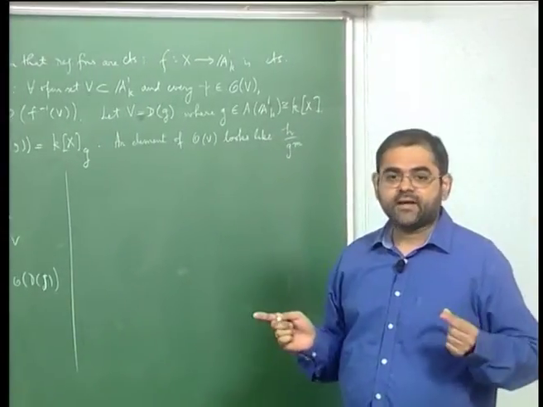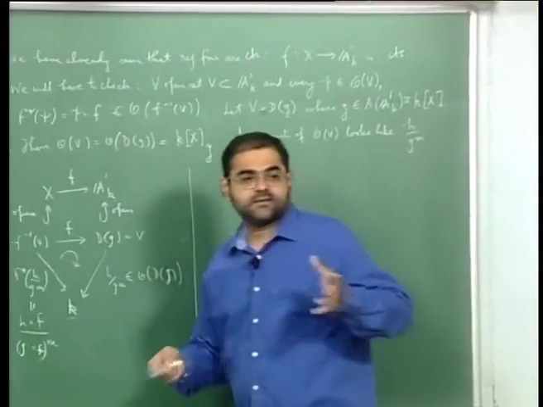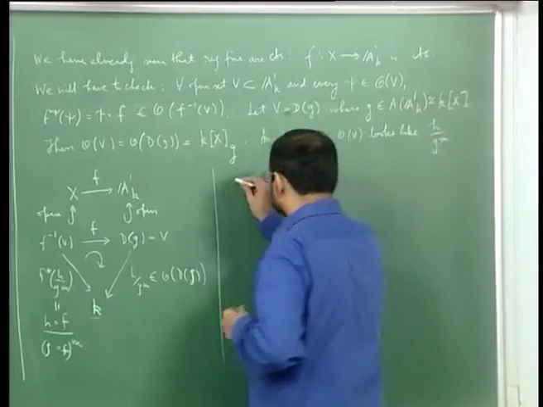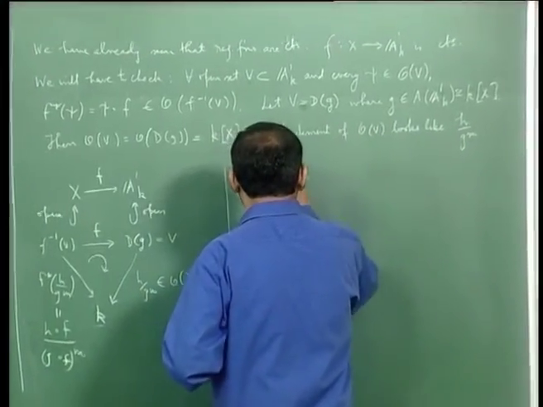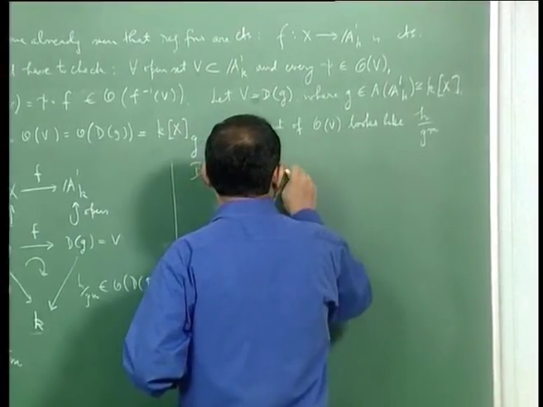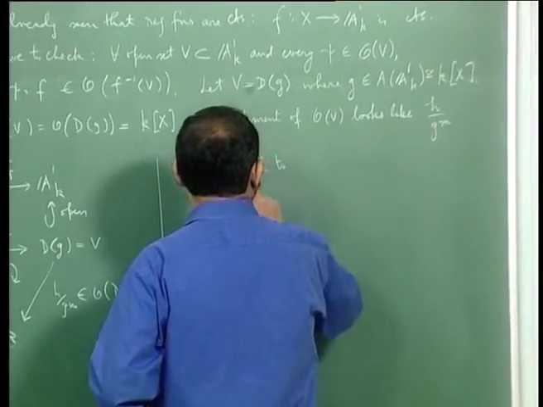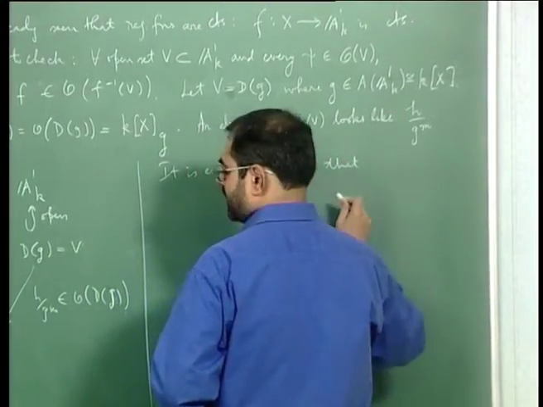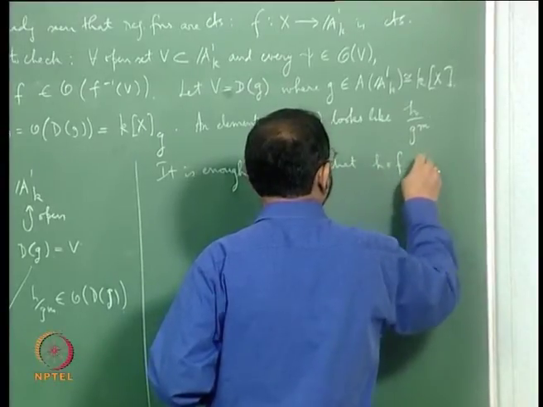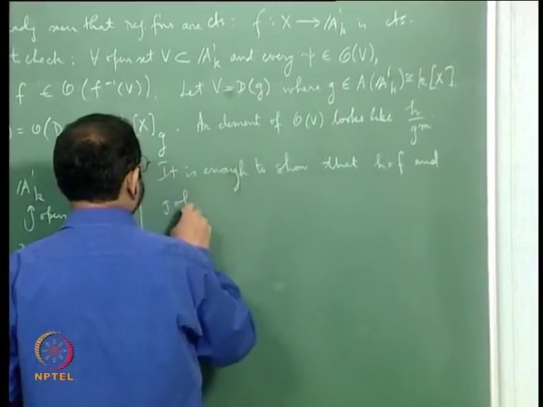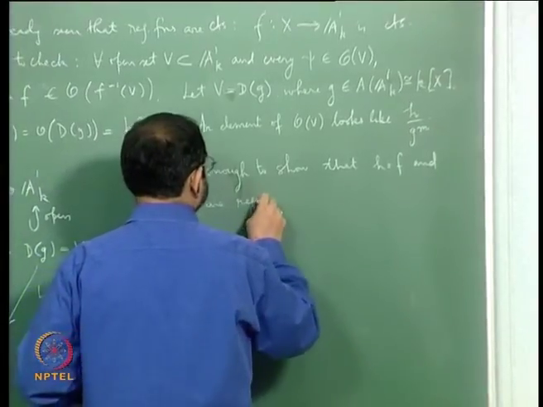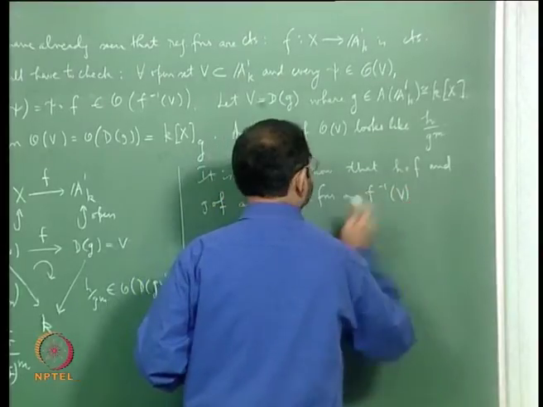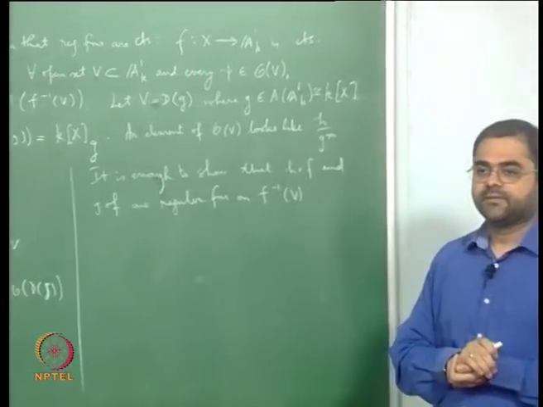So the only thing I have to prove is that h circle f and g circle f are actually regular functions, okay. Let me write that down. It is enough to show that h circle f and g circle f are regular functions on f inverse v, okay. This is all I will have to show, okay.